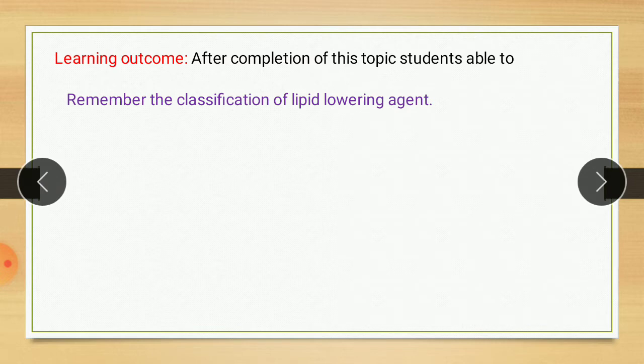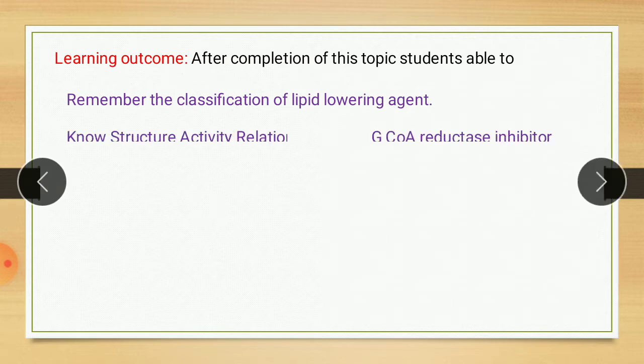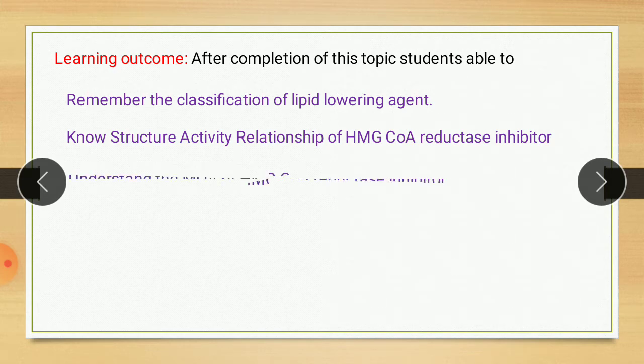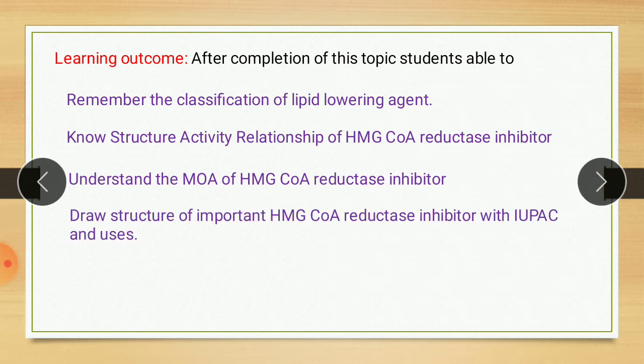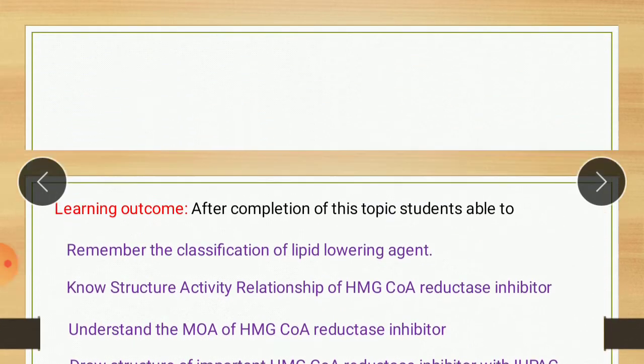The learning outcome of today's topic: after completion of this topic, the student will be able to remember the classification of lipid lowering agents, know the structure activity relationship of HMG-CoA reductase inhibitors, understand the mechanism of HMG-CoA reductase inhibitors, and draw the structures of important HMG-CoA reductase inhibitors with IUPAC names and their uses.